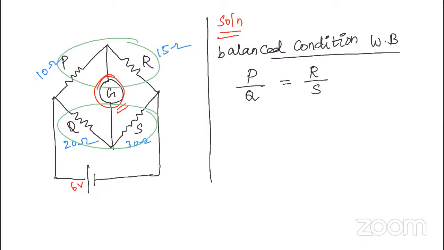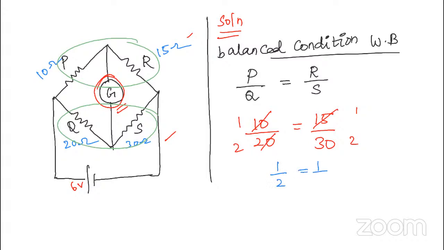Right. Now substitute the values of P by Q. Here it is 10 by 20 is equal to 15 by 30. Okay, 15 by 30. So here it is 1 time and 2 times. Here also it is 1 time, 2 times. So the answer is 1 by 2 is equal to 1 by 2. So the condition is satisfied, hence the circuit is in a balanced condition. Right. So it is a balanced bridge.